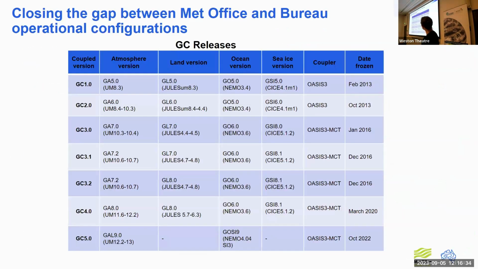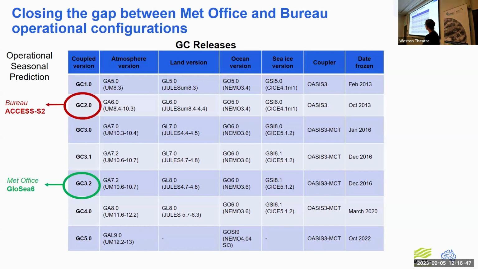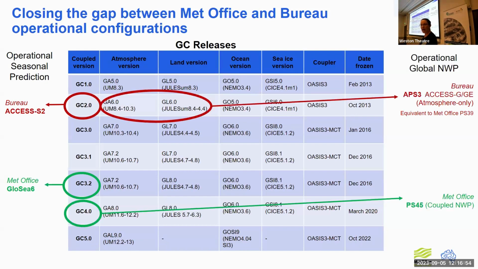Okay, I wanted to give you some indication of model releases, and don't worry too much about the table. So it basically shows releases of the models from the Met Office. And if I want to look first of all at our operational seasonal prediction, at the Bureau we're using what's called GC2, the Met Office are using GC3. And if I look at our operational global weather forecasting, you can see that we're using a version that was frozen in 2013, and the Met Office are using GC4. So the Met Office are actually using a coupled model for their weather forecasts.